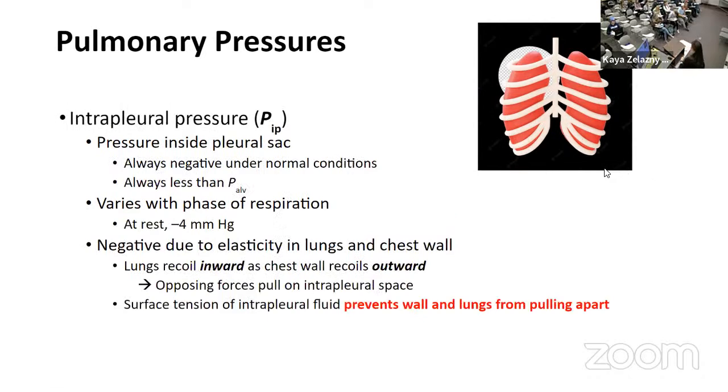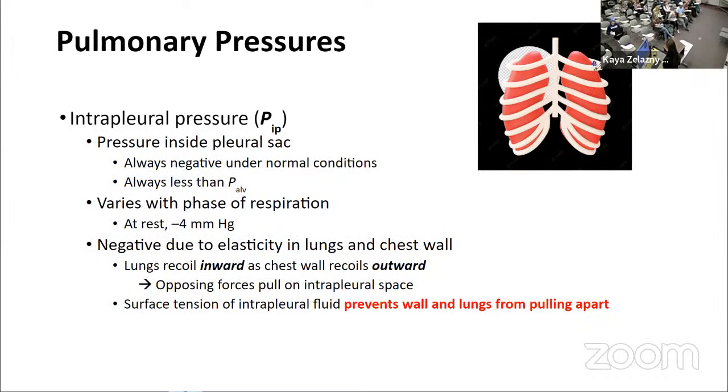So then we get to our intrapleural pressure. That was the one that's in that sort of tiny little sandwich area, right? So between the rib and the tissue of the lung, because we're inside this pleural sac. Now, it is the case that this pressure under normal conditions is going to be negative. So it's always going to be negative under normal conditions. At rest, it's -4. And it's always going to be less than your pressure inside the alveoli. So always less than PALB.